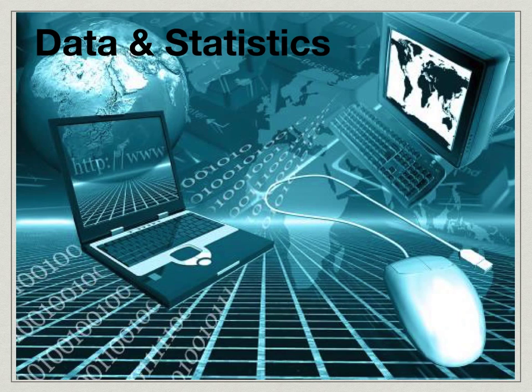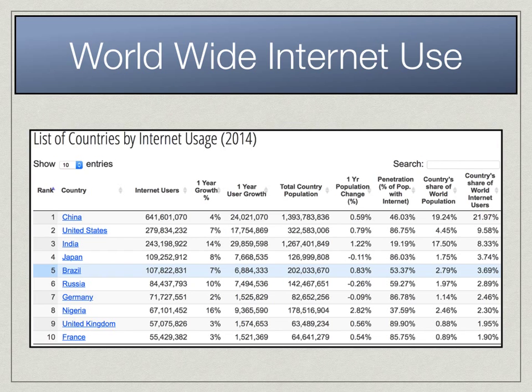Data and statistics. Data is the key that allows all trends to occur, so let's talk about internet use throughout the world. You are looking at the worldwide internet users and how they are ranked from 1 to 10. You can see that the three largest populated countries in the world have the most internet users.